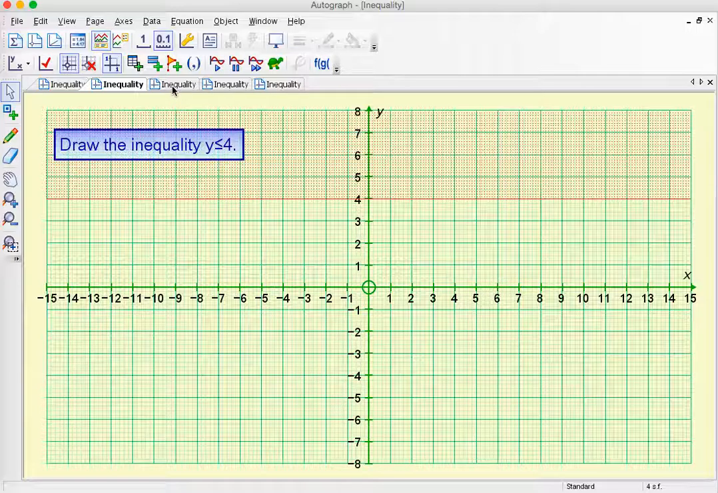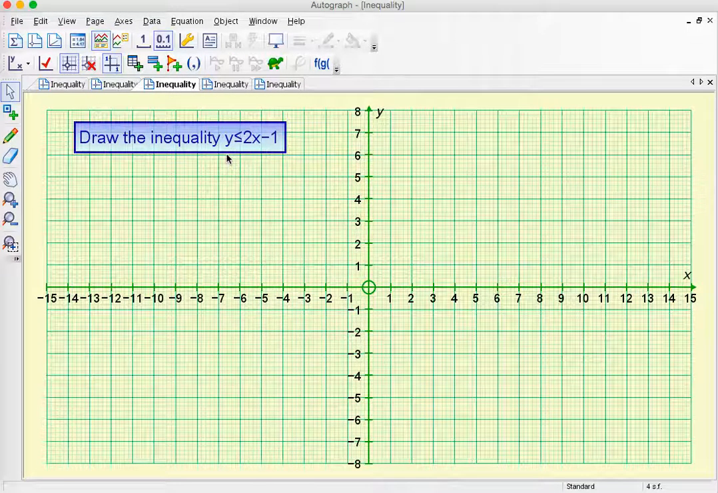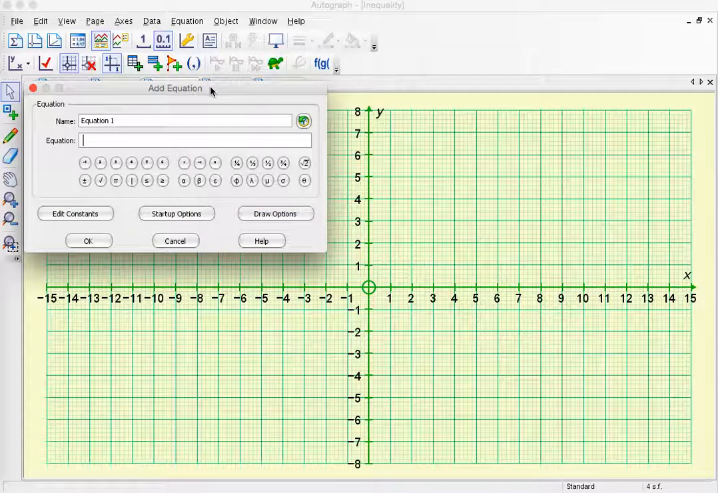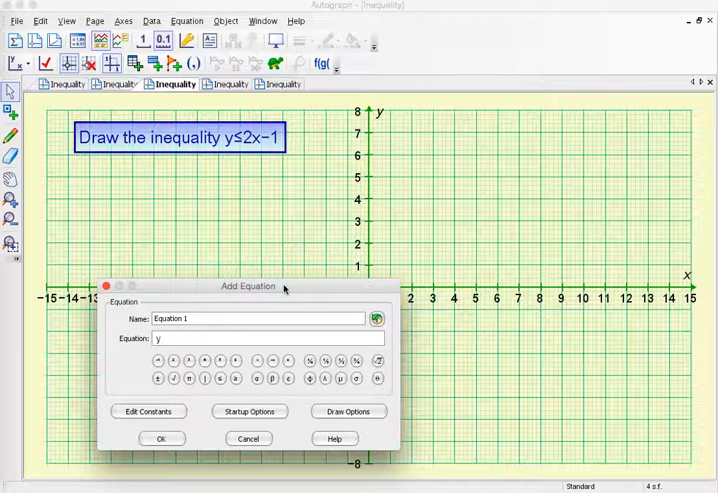Now let's move on to do some diagonal lines. This one, y is less than or equal to 2x minus 1. Again, I'm going to draw that line, y is equal to 2x minus 1. But then on this one I'm going to shade y less than. So I'm going to shade above the line because I want y to be less than. Here I want y to be less than.